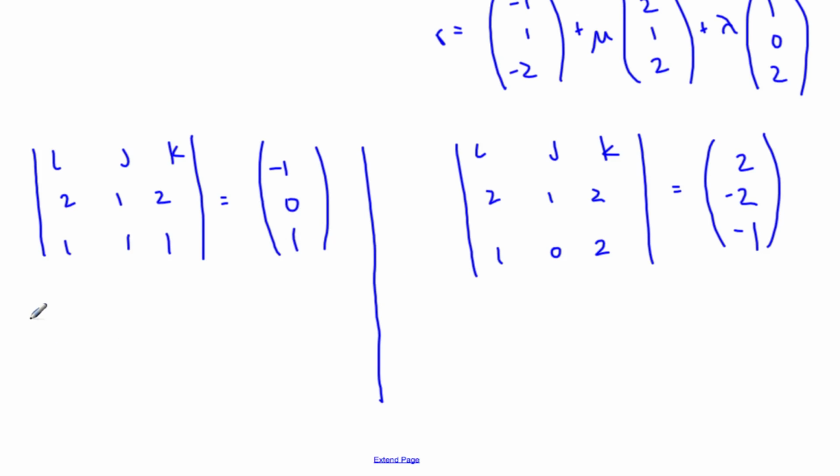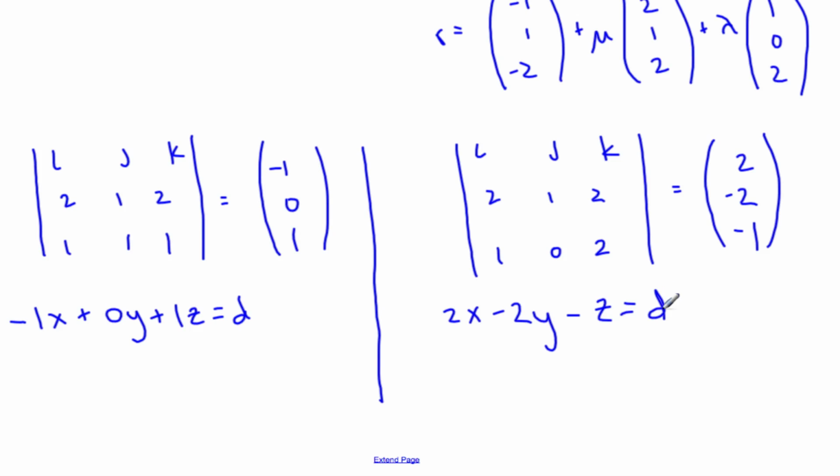These will now be our coefficients of our vector plane in Cartesian form, so that's minus 1x plus 0y plus 1z is equal to d. And this one is 2x minus 2y minus z, also equal to d. We have to find d now. If you remember, we have one point that's contained in both the planes, minus 1, 1, minus 2. And this one again, same point, minus 1, 1, minus 2.